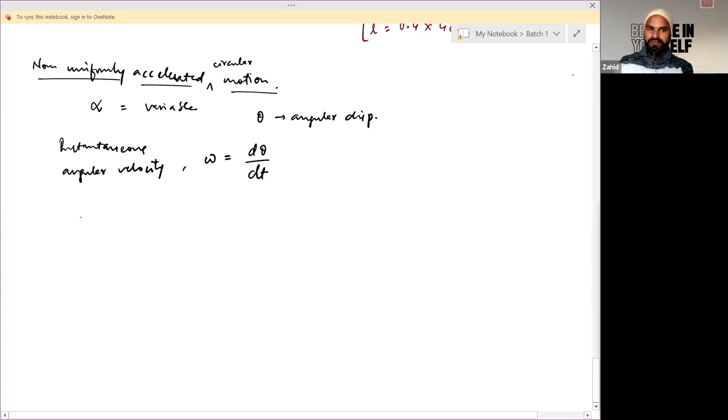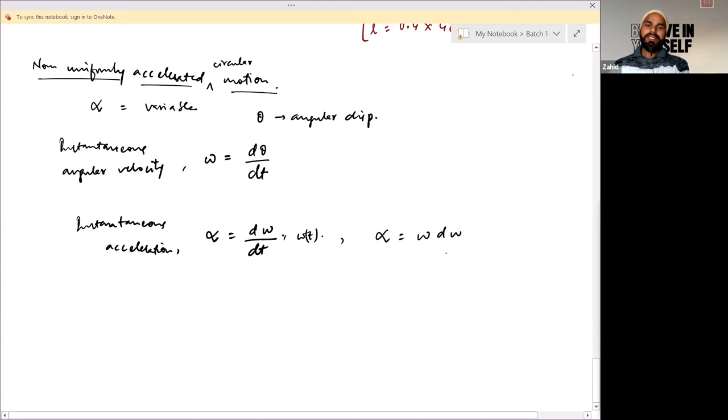Next is, if you have to find instantaneous acceleration alpha, it will be differentiation of angular velocity, that is d omega over dt. So it will be applicable if omega is a t-dependent function, and if omega is a theta-dependent function, then alpha is equal to omega d omega over d theta, in which omega is a theta-dependent function.